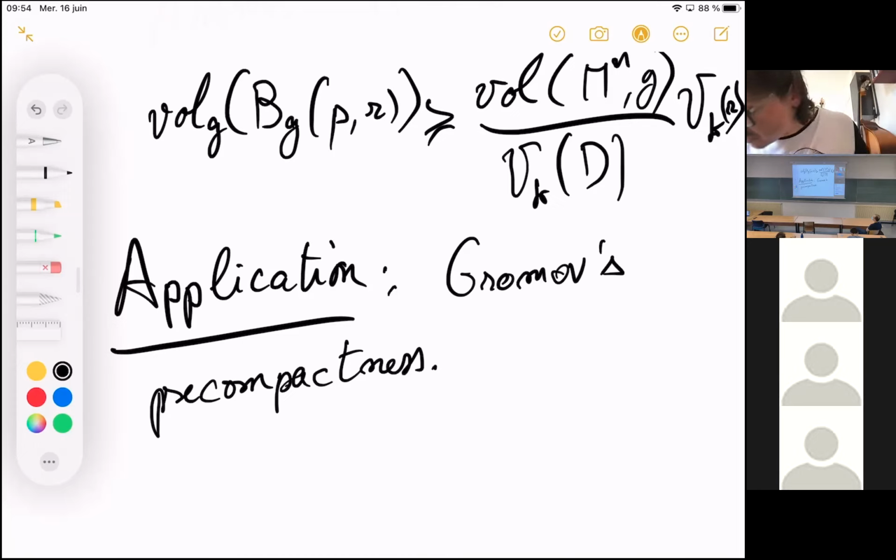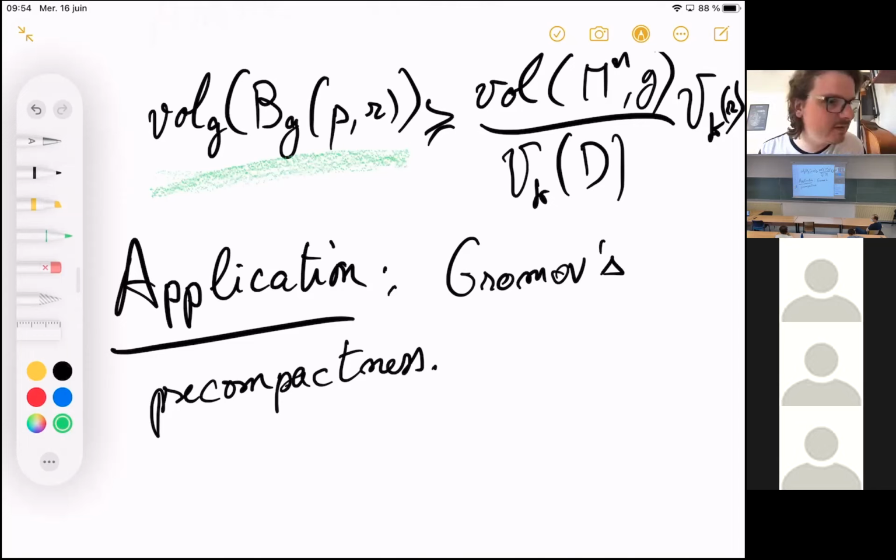With this, you have a control on the size of the balls, and this control will tell you, by an argument that I won't repeat, that you can find small epsilon-networks. So you can get the following theorem. Maybe I'll just copy paste the statement.